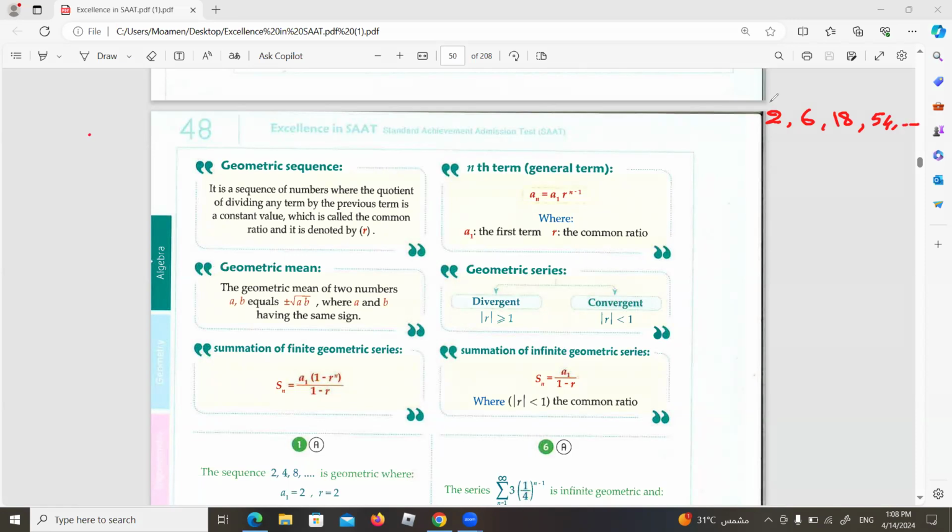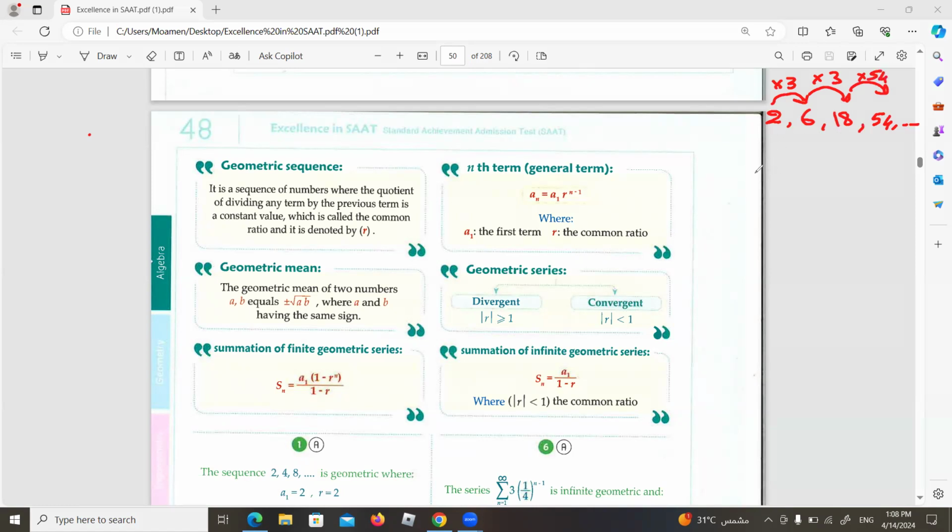Why is it a geometric sequence? Because we have a common pattern. What is the common mechanism for the pattern? We multiply by 3. If you multiply 2 by 3, it's equal to 6. If you multiply 6 by 3, it's equal to 18. If you multiply 18 by 3, it's equal to 54.